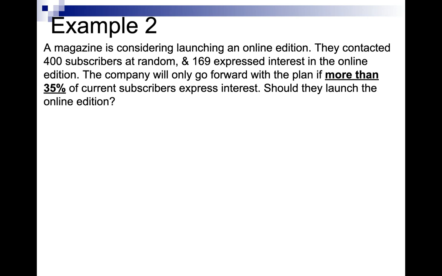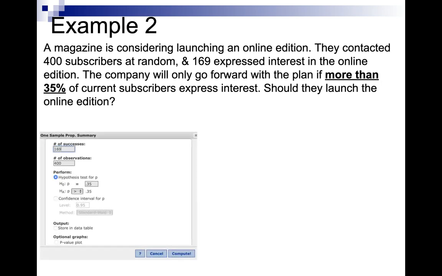All right. Let's look at the second example. This is another one that I took from the textbook. A magazine is considering launching an online edition. They contacted 400 subscribers at random, and 169 expressed interest in the online edition. The company will only go forward with the plan if more than 35% of current subscribers express interest. Should they launch the online edition? So once again, I did the same thing.